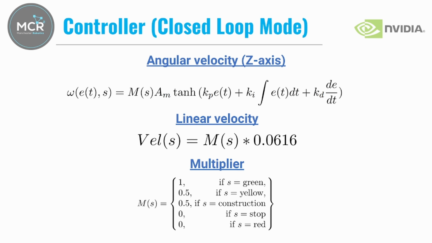The angular velocity in line follower mode is a PID controller where the error is the offset of the robot to the center of the lane. This control is bound by a sigmoid function that helps the output velocity stay in a manageable range. The linear velocity is simply constant. Notice that both expressions are affected by a multiplier, which is determined by the sign present in the image. If it's green, the multiplier will be 1. If it's yellow or construction, it would be a float, meaning slowing down, or if it's stop or red, it will be 0, meaning stop.